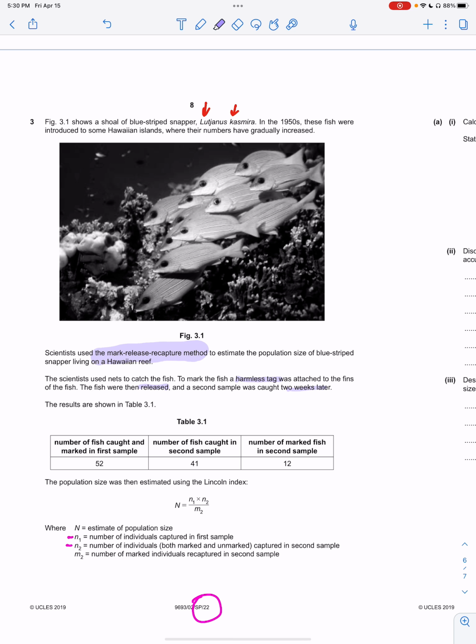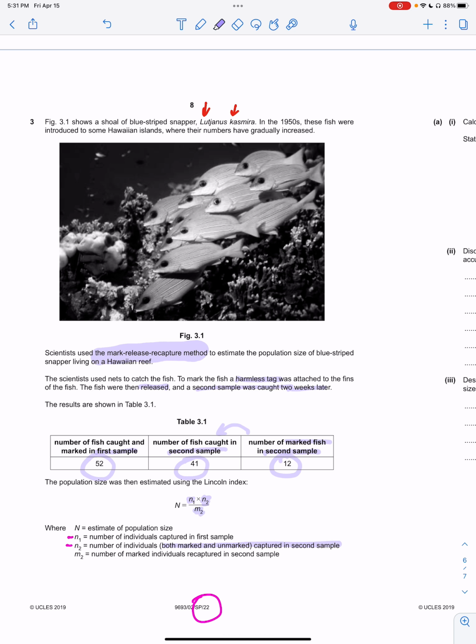Two weeks later, they caught their second sample. And so here are your results. The number of fish caught and marked in the first sample was 52. So that is going to be your N1. The total number of fish caught in the second sample was 41. That's your total, that's going to be your N2. It says marked and unmarked in the second, the total number. And then your N3, the number of marked fish. So within this sample, how many of them had that original mark from the first time they caught them? 12. That's your M2.